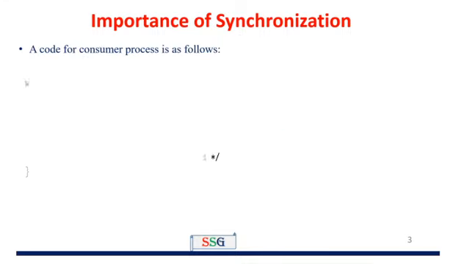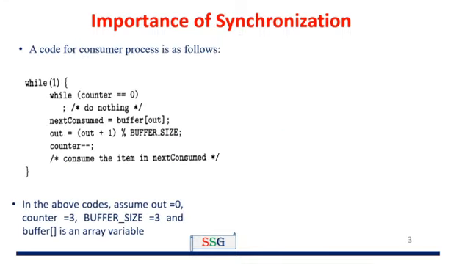Next, we go to the consumer part. The code for the consumer process is as follows. Same while loop, while of 1, then while counter equal to 0, writing some code. In this code, assume out equal to 0.